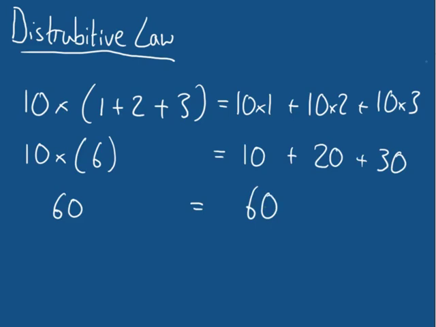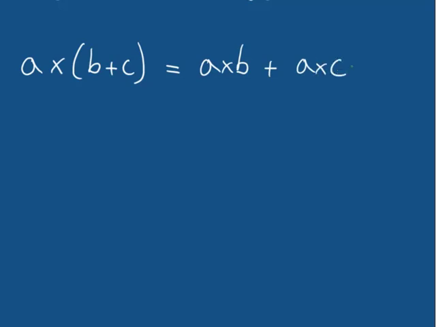So more generally speaking, using variables rather than numbers, the distributive law says that A times (B plus C) is the same as A times B plus A times C. And this is really useful because it lets us expand or factorize expressions out of or into parentheses. And being able to do that is incredibly useful for a number of reasons, as we'll see in the coming videos when dealing with rearranging equations.